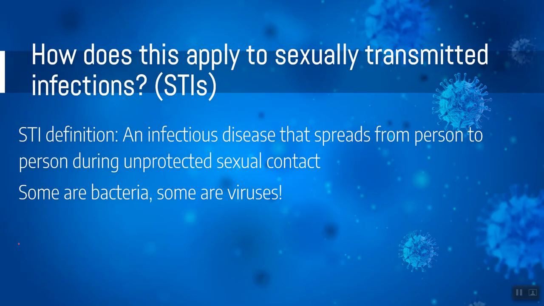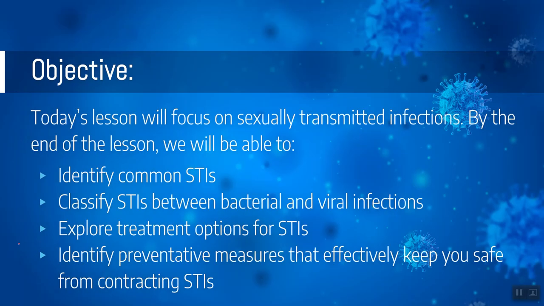So how does this apply to STIs? Now, an STI, a sexually transmitted infection, is defined as an infectious disease that spreads from person to person during unprotected sexual contact. Now, some of these are bacteria and some of these are viruses. And if we think about that in terms of what we learned last class, the way we treat them, the way that they're going to affect you, and the possibility of you having these STIs for life changes based on whether they're going to be a bacteria or a virus.